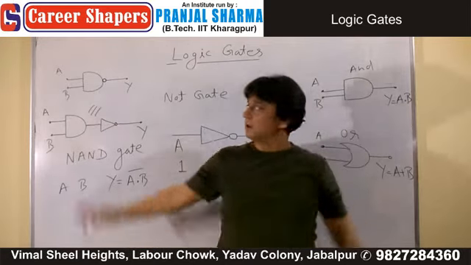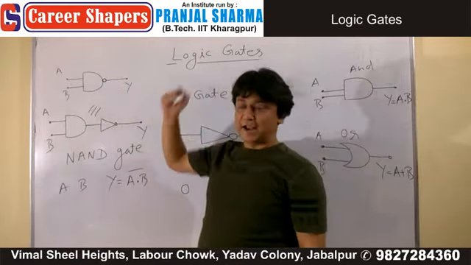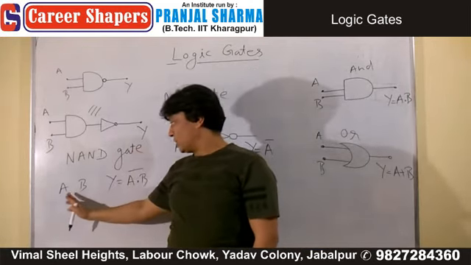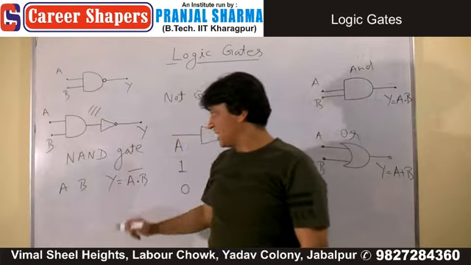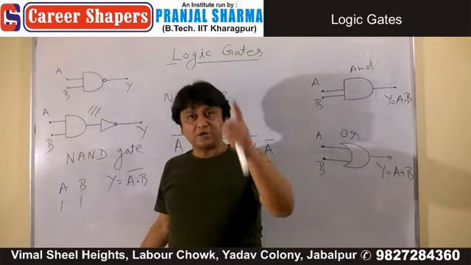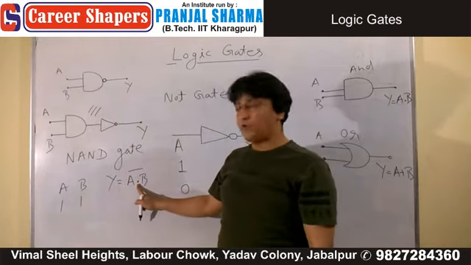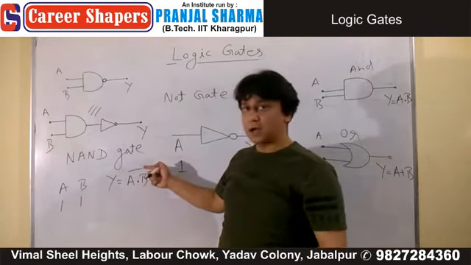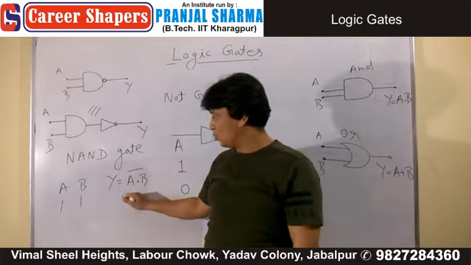Nothing more. This is NAND gate. What is the truth table for NAND gate? If I give you 1 and 1, what is 1 and 1? Go for the product, 1 into 1, which is 1. Bar. Invert it. You get what? 0.